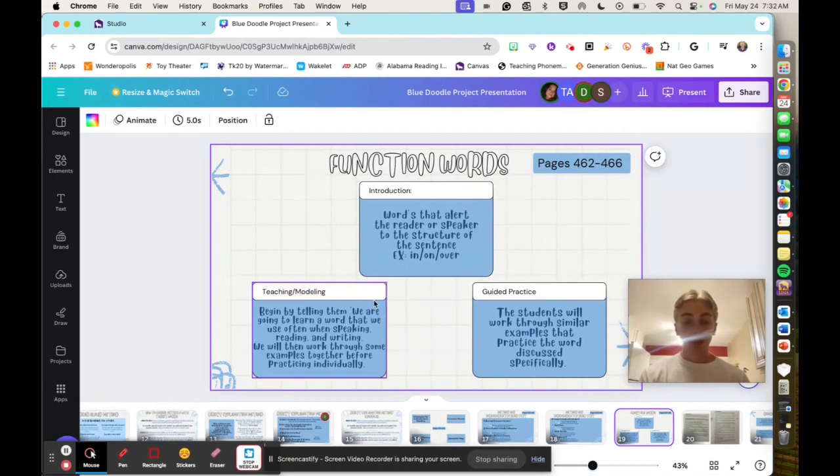And so ways to teach this is begin by telling them we're going to learn a word that we use often when speaking, reading, and writing. We will then work through some examples together before practicing individually. And so the way this can be done, I'll have to show you in a minute, but I'll move on to describing the guided practice. The students will work through similar examples that were in the model lesson to practice what we talked about.